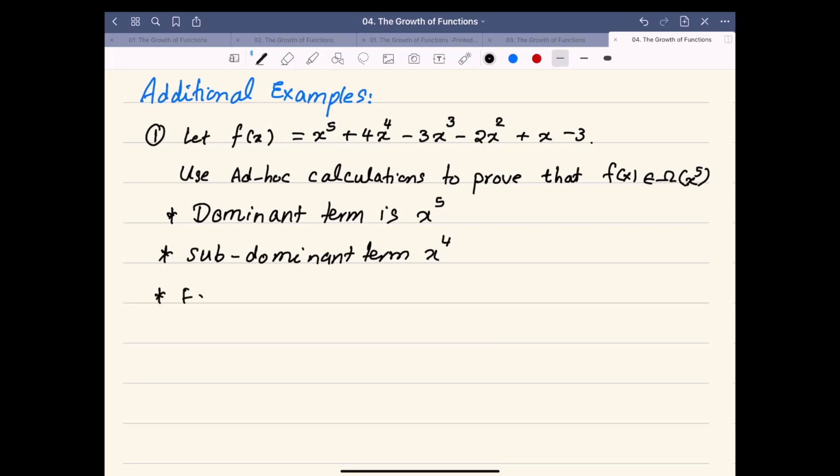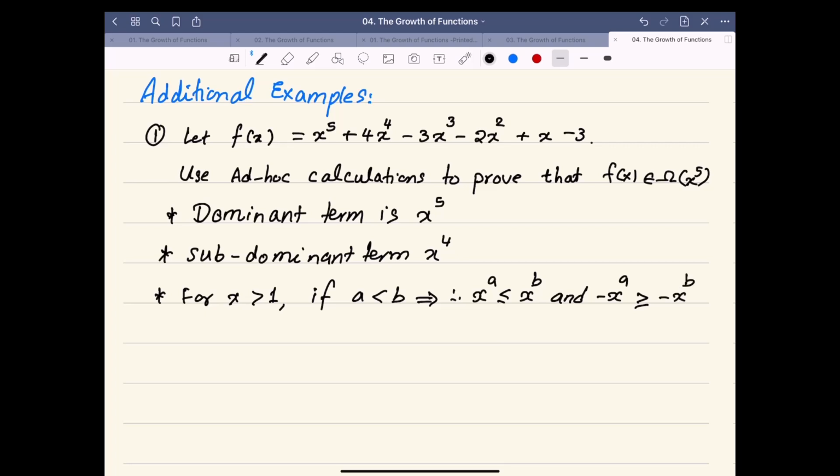Also, for any positive number x greater than 1, if we have two rational numbers a and b such that a is less than b, then the power functions for a and b, x raised to power a is less than or equal to x raised to power b. When we multiply both sides of this inequality by a negative number, the inequality sign will be reversed. So we will have minus x raised to power a greater than or equal to minus x raised to power b.